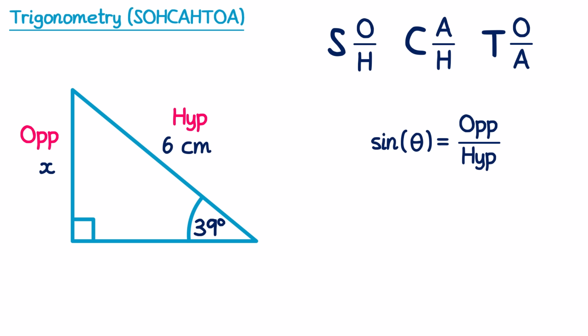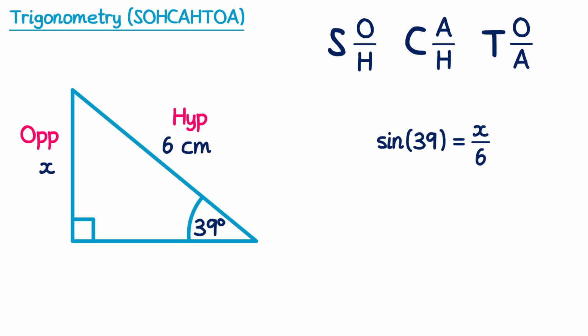Next we substitute in the values. Remember we said theta was the angle, so we're going to replace theta with the 39 degrees. Then we can see that the opposite is x, so let's replace opp with x. And we know the hypotenuse is 6, so let's replace that with 6. So we end up with this. This is now just an equation to solve, and we can solve it to find the value of x.